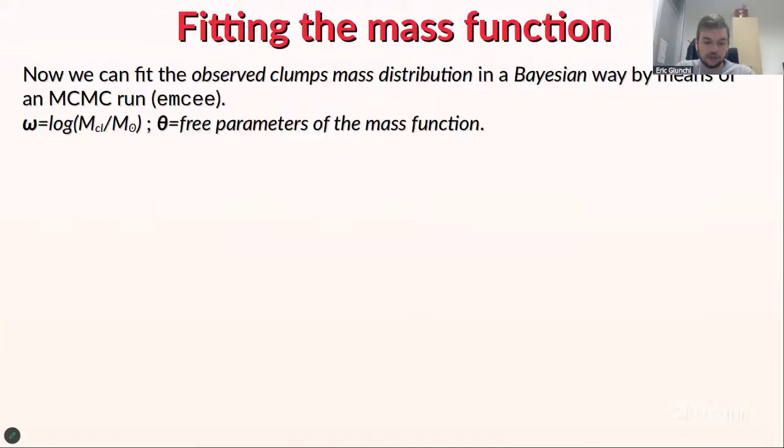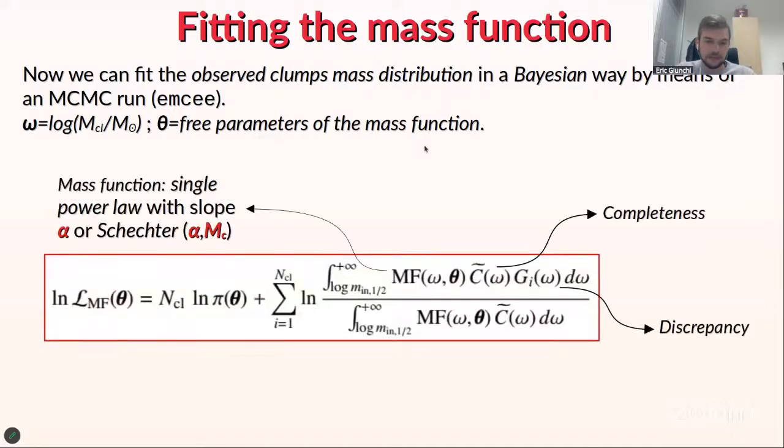So the mass function has been fitted in a Bayesian way using MCMC. The only independent quantity is the observed mass of the clumps, and the free parameters are those of the mass function, which is completely arbitrary. We can put whatever functional form we want. And this is the likelihood. There are three main components: we can recognize the completeness, the discrepancy, and the mass function. So we tested a single power law, where the only free parameter is the slope alpha, or a Schechter function that, in addition to the power law regime, has an exponential cutoff.